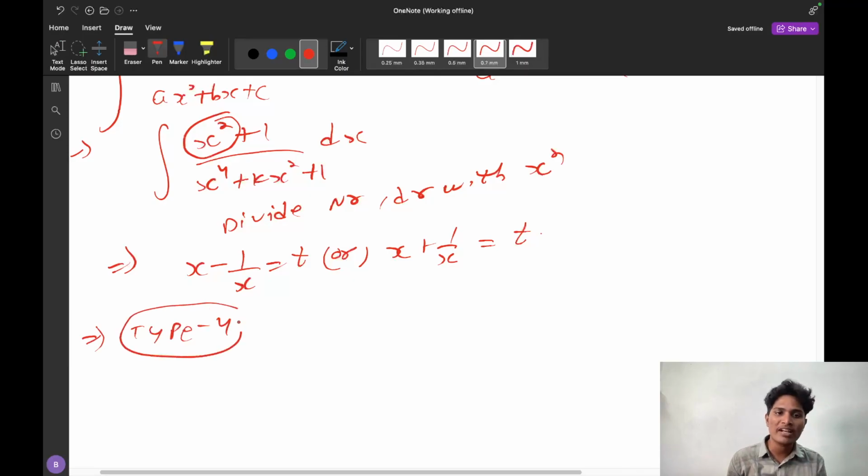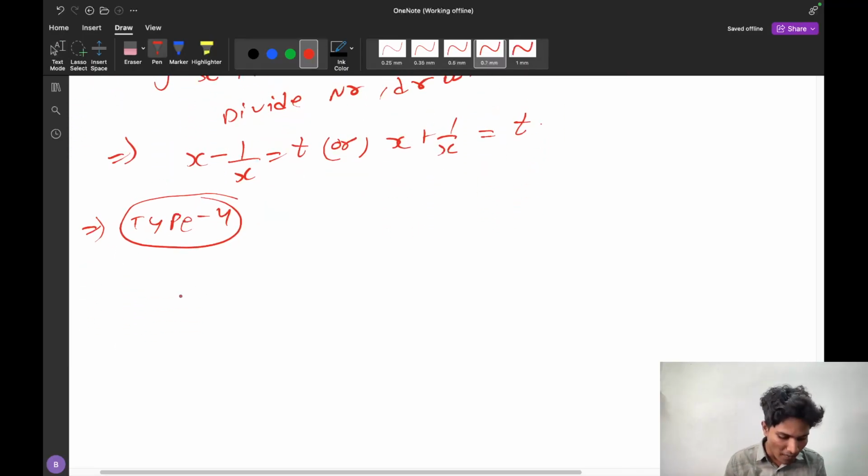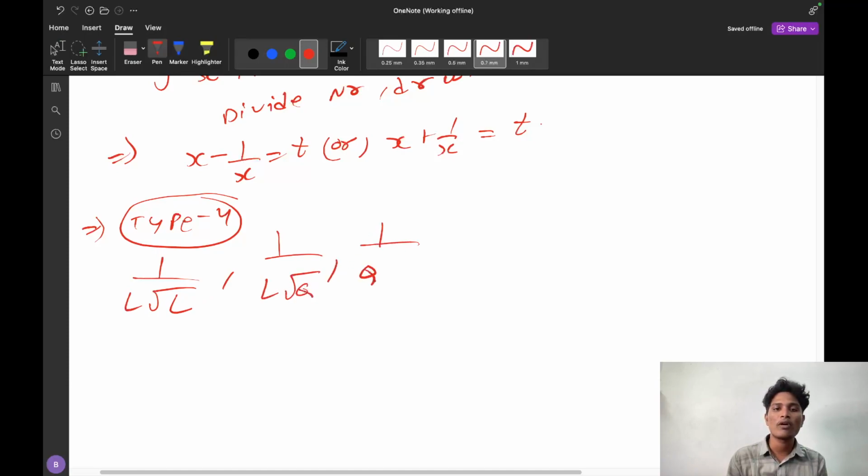The type 4 model is very important. It is a format of so many things. That is, it is a format of 1 by linear root linear, linear root quadratic, 1 by quadratic root quadratic, and 1 by quadratic root linear. And these are the 4 steps like this only. For everything there is a reason.